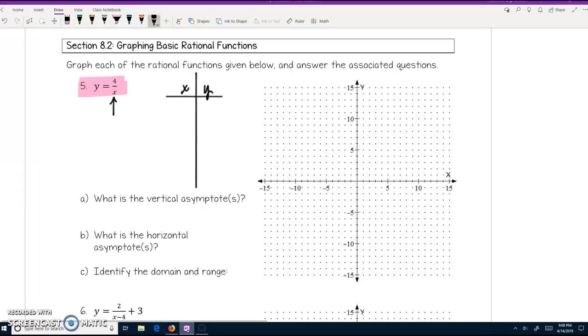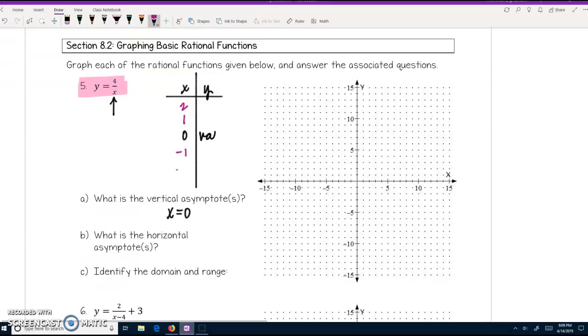Now I know looking at this function, I can't plug in 0 because x equals 0 is my vertical asymptote. I can't try to divide by 0. So I like to put that in the middle of my table. And then I like to pick some values that are below 0 and some values that are above 0. So above 0, let's pick 2 and 1.